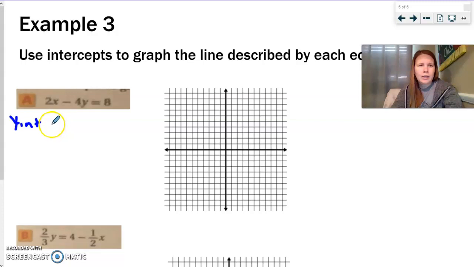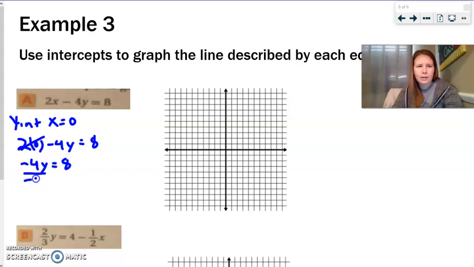In this case, to find my y-intercept, I'm going to plug in x equals 0. So into my equation, I'm going to put 2 times 0 minus 4y equals 8. Well, 2 times 0 is 0, so I'm just left with minus 4y equals 8. If I divide by negative 4, my y-intercept is 8 divided by negative 4, which is negative 2.